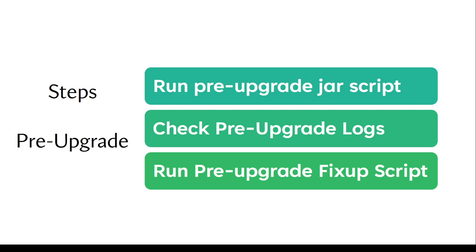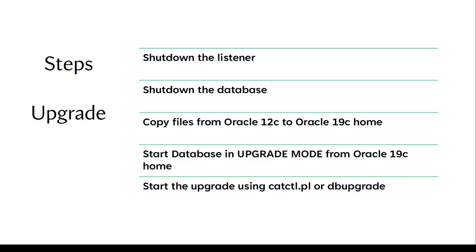So there will be a pre-upgrade jar script. It's a Java utility. Run that pre-upgrade jar script. What it does is create pre-upgrade and post-upgrade fixup scripts, and it checks whether the database is ready for the upgrade, and whether there are any things that we need to consider before upgrading and after upgrading.